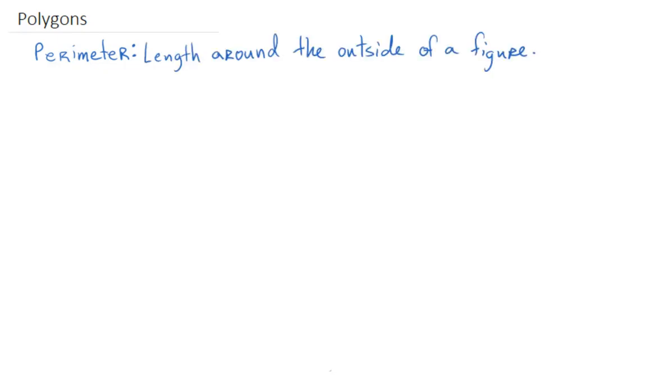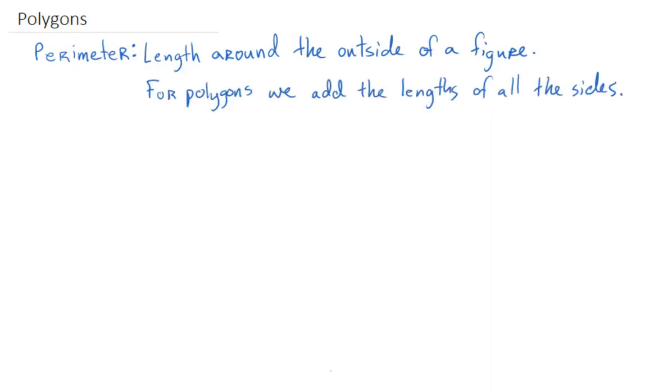So in general, the perimeter is the length around the outside of a figure. Now, we're going to talk about it in general with polygons, but it doesn't have to be a polygon. So that's not a polygon because it has a curved edge, but we could still talk about the perimeter of that shape. So this is the more generic idea of perimeter. It's the total length around the outside of a figure. But for a polygon, we add the lengths of all the sides.